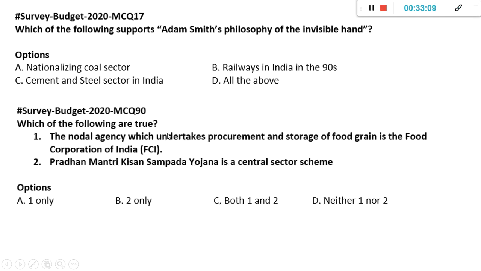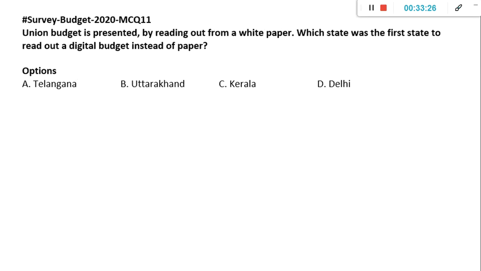Now, the nodal agency which undertakes procurement and storage of food grain is FCI. It's a very straightforward statement, that is true. Then, Pradhan Mantri Kisan Sampada Yojana is a central sector scheme. So this one is actually again true. Both 1 and 2. All this has detailed explanations in the PDF.